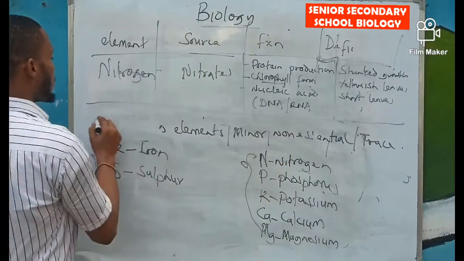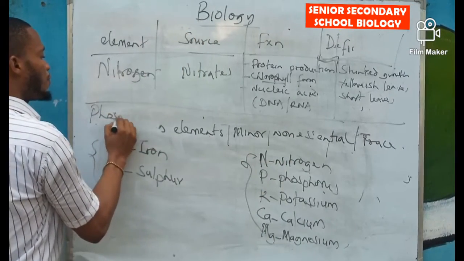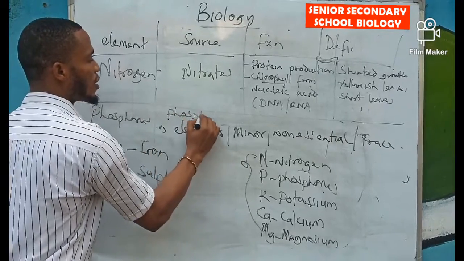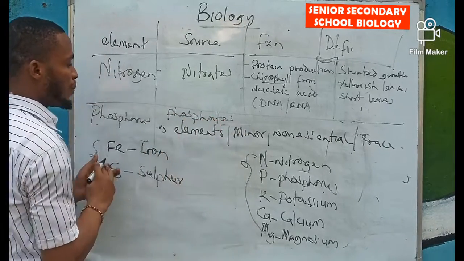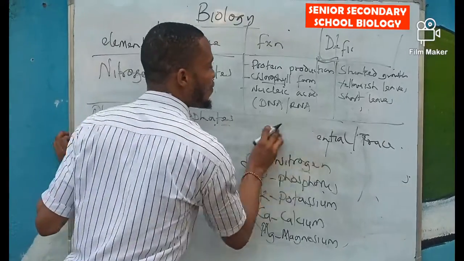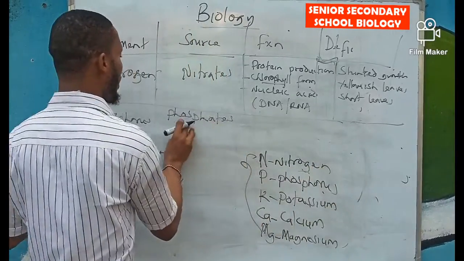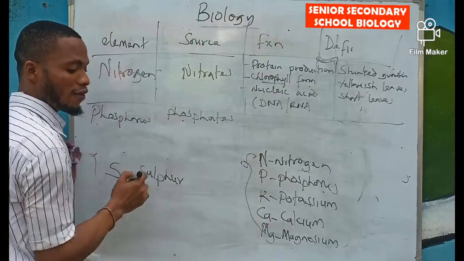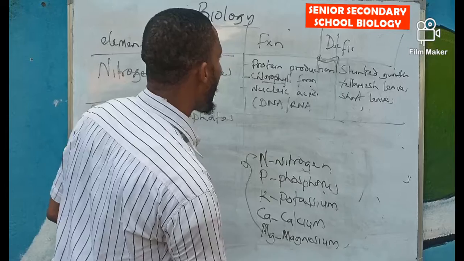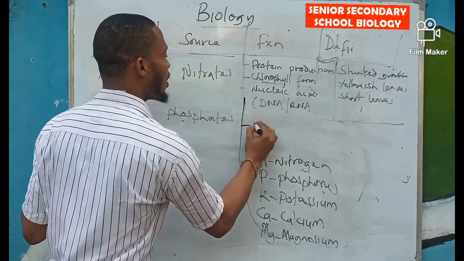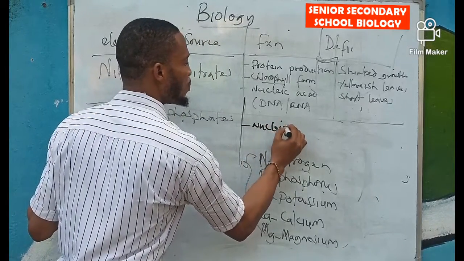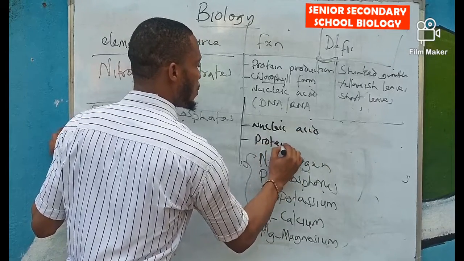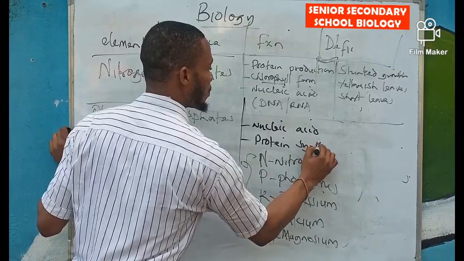Next, we talk about what? The phosphorus. Now the source is called the phosphates. All these elements are found in the soil, that's why it's called mineral nutrition. The plants will not get them easily. That's why they have roots to go into the soil searching for these mineral elements. The phosphate has the function of nucleic acid formation, and also protein synthesis.